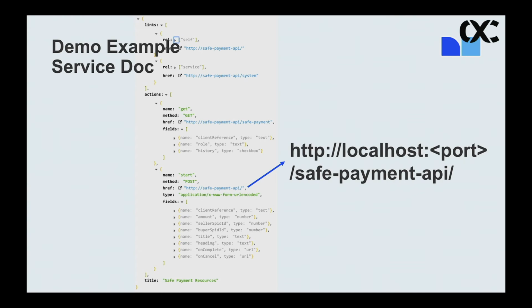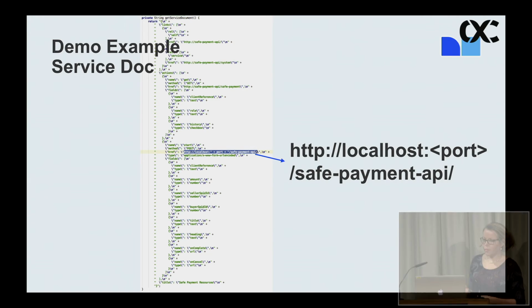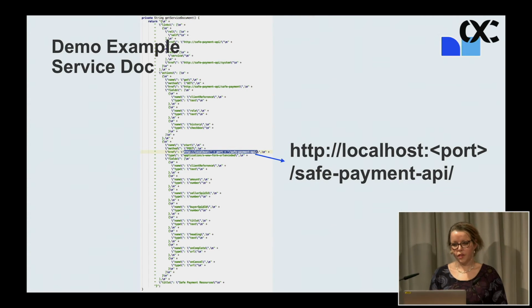I took a copy of the original service document from the safe payment, and then I changed the start payment URL inside the service document so that it will be this localhost start payment that WireMock listens to instead. So in my Java code, it looks more like this, and it's the whole service document where I changed the start payment URL, which is the second URL.